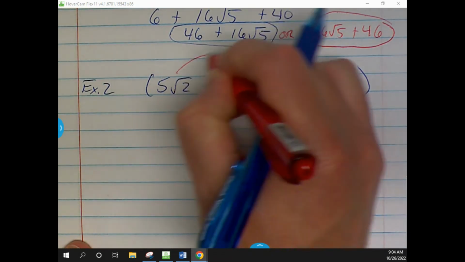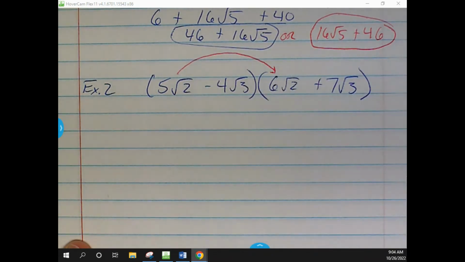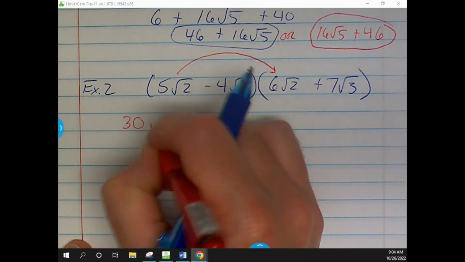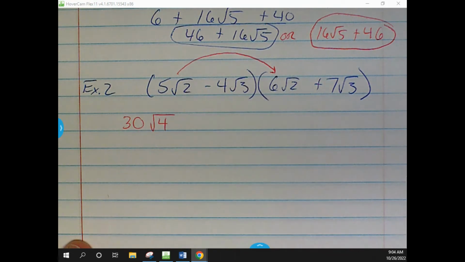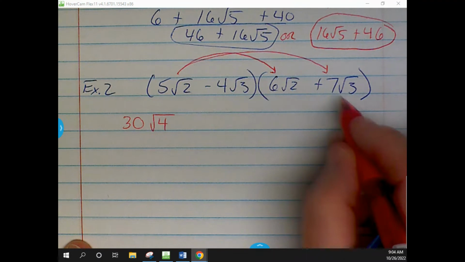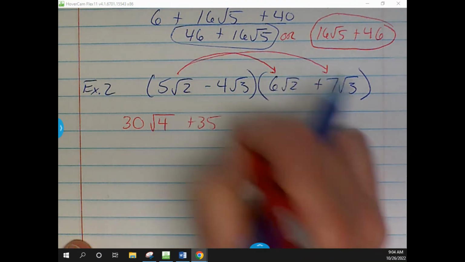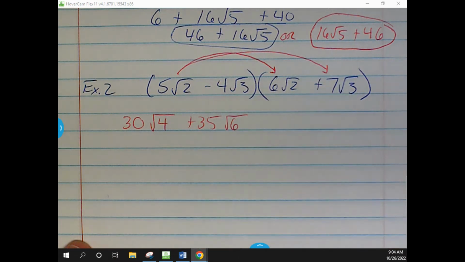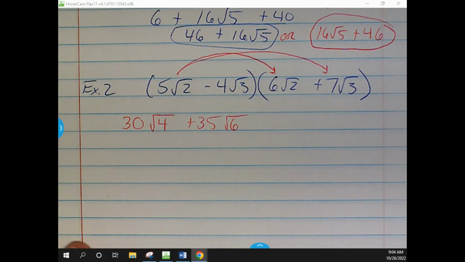So it's 5 square root of 2 times 6 square root of 2. On the outside, 5 times 6 is 30. On the inside, 2 times 2 is 4. 5 times 7 is 35. On the inside, 2 times 3 is 6. Wait, no. Yeah. I was looking ahead and thought I had something wrong, but we're good.